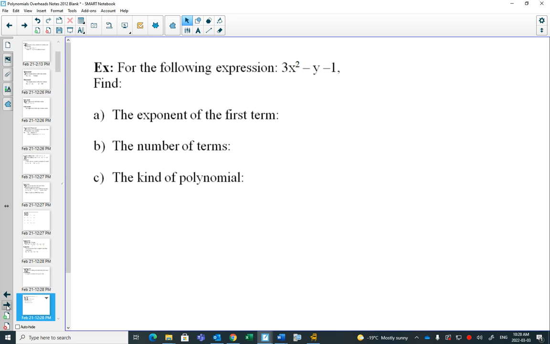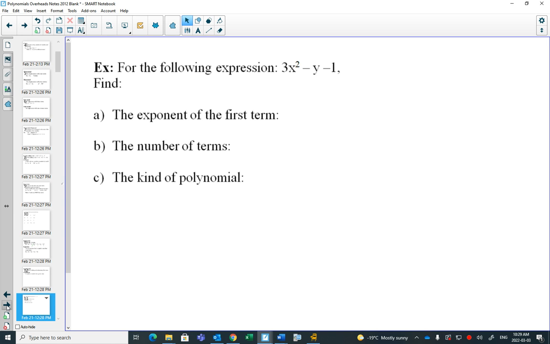So, we have one example here. We're going to look at 3x squared minus y minus 1. It's an expression because it doesn't have an equal sign. And we're really going to practice the definitions that we've learned. So here, question number 1. The exponent of the first term.